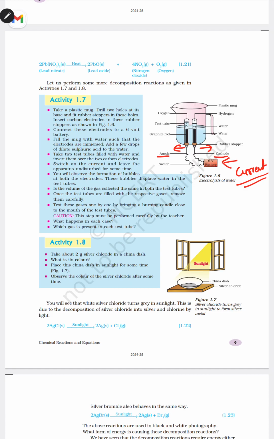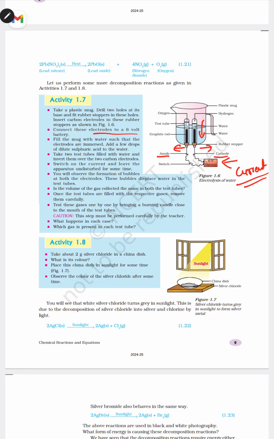Stoppers we are putting, right? And we are arranging these tubes inside the mug. Now we connect these electrodes, anode and cathode, to the 6 volt battery. We fill the mug with water such that the electrodes are immersed. You have to take care that the electrodes are immersed inside the water, and add a few drops of dilute sulfuric acid to the water. Why we are adding this sulfuric acid, that we will observe.